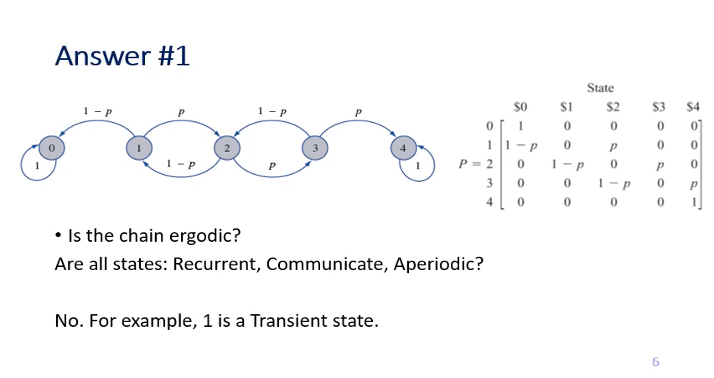The answer is no. This chain is not an ergodic chain because, for example, 1 is a transient state. If you leave state 1, you go to state 0, you may never be able to return to state 1. So state 1 is transient, such that this chain is not ergodic.